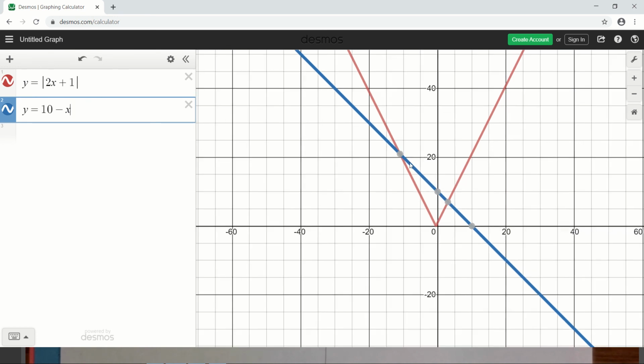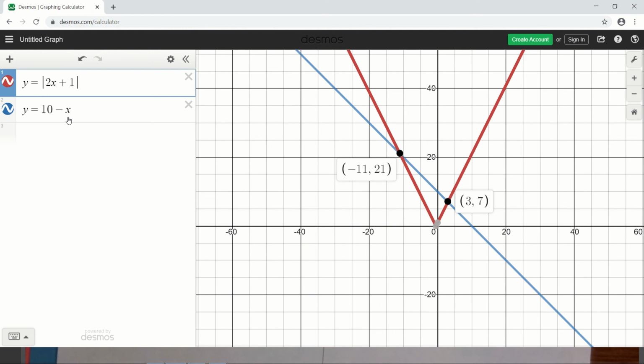Now, don't look at these 4 points and say, there's one, there's one, there's one, there's one. No, no, no, no. Actually, it's yes, no, yes, no. I need to know where these two functions intersect. They intersect right here at 3, 7 and right here at negative 11, 21. And I'm looking for where they cross each other. I'm not looking for x-intercepts and y-intercepts necessarily. I'm looking for where these two functions meet one another.